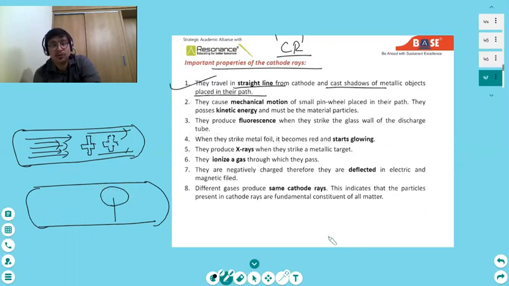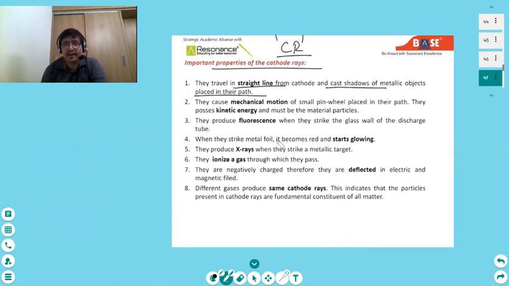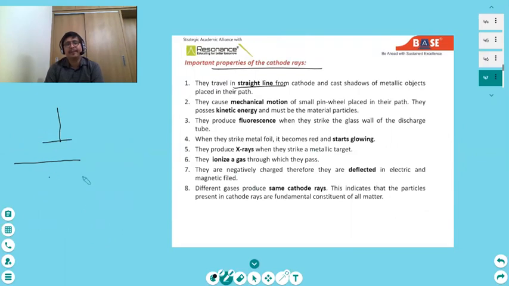Seventh point is important. You know that electrons are negative, right? Electrons are negatively charged. So suppose electrons are moving from cathode to anode, and you put an electric plate, a positive pole and a negative pole, an electric field. What we see is that this cathode ray deflects towards the positive side of the pole. Reason for that: the cathode ray itself is made up of negative particles, and opposites attract. It will not move towards negative because negative will repel. So since they are negatively charged, they are deflected in electric and magnetic fields.